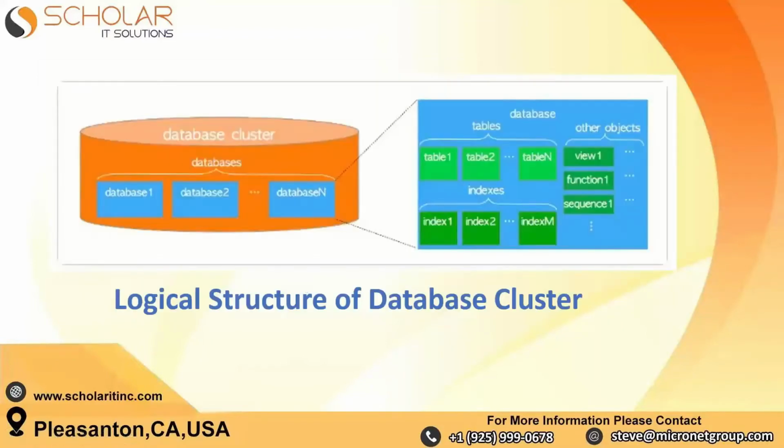So this is how it looks. You have a database cluster where you have n number of databases, and each database has its own objects. That's the same as you have in Oracle. Every database has tables, objects, indexes, and those things. That is there in the database. But cluster is what? It's a group of databases in Postgres.